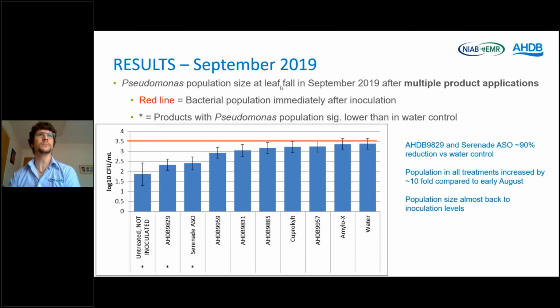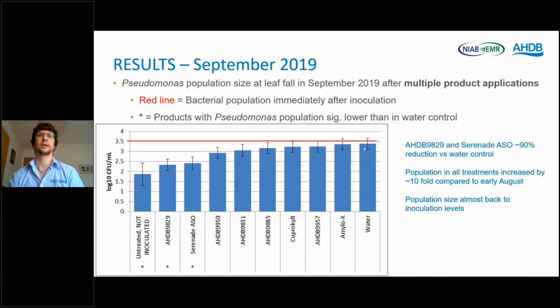Actually 6 weeks. But some products, for example this product, the AHDB 9829, was very good at the single treatment, and is still very good. But then the Serenade didn't do anything after the single treatment. As expected, as a biocontrol, it needs time. It was actually as good in September as this fungicide here. So this is quite interesting. The result means that you can achieve some control, and this is again about a 90% reduction in bacteria population.